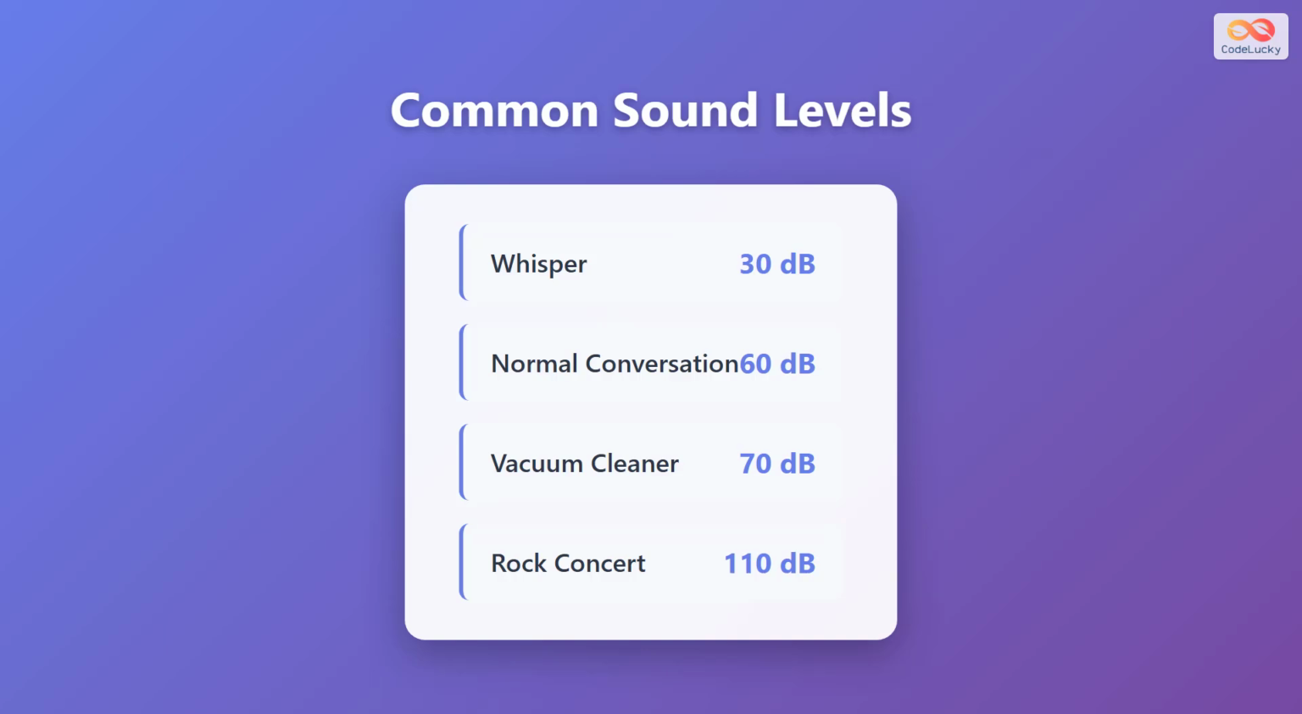Let's put some real-world context to these decibel measurements. A whisper measures around 30 decibels. Normal conversation happens at about 60 decibels. A vacuum cleaner operates at roughly 70 decibels, and a rock concert can reach 110 decibels or higher. Notice how each increase in decibels represents a significant jump in actual sound energy. Understanding these reference points helps us appreciate just how much our ears can adapt to different sound environments.